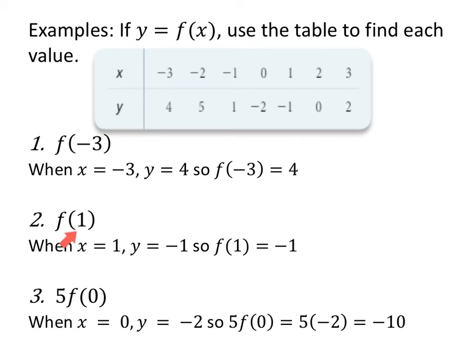If I want to find f of 1, when x is 1, I go to my table. My y value is negative 1. So I can rewrite this. F of 1 is equal to the y value negative 1.